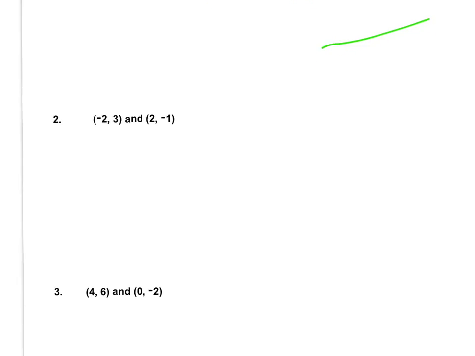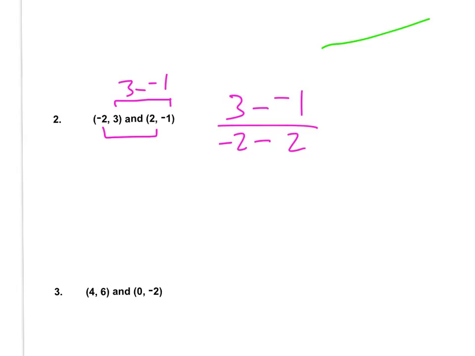Same concept, change in y over change in x. So we're going to do 3 minus. Now remember, it's a negative 1. It's not 3 minus 1, but it's 3 minus the negative 1 over, and we're going to have negative 2 minus 2. So in this case, remember, this is minus a negative is plus a positive, so that's going to equal 4. And negative 2 minus negative 2 is the same as adding a negative 2. So two negative 2's add up to negative 4. Therefore, this reduces down to 1 over negative 1.